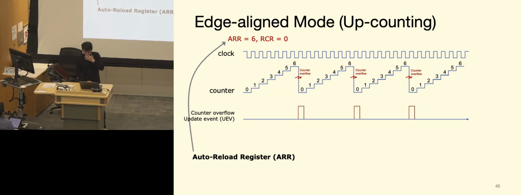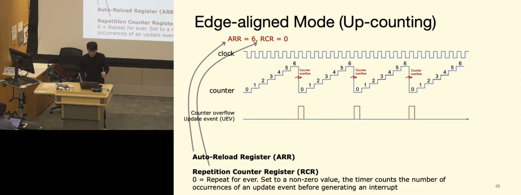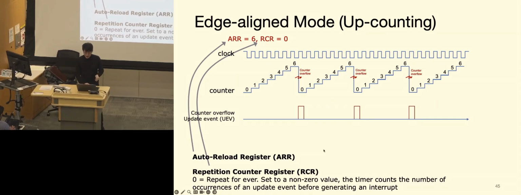This is an up-counting mode. It keeps counting up, rolls over, and whenever it exceeds 6 it is reset and goes back to counting again. Whenever that overflow happens, something is triggered in this case. There is another register to give you further control.